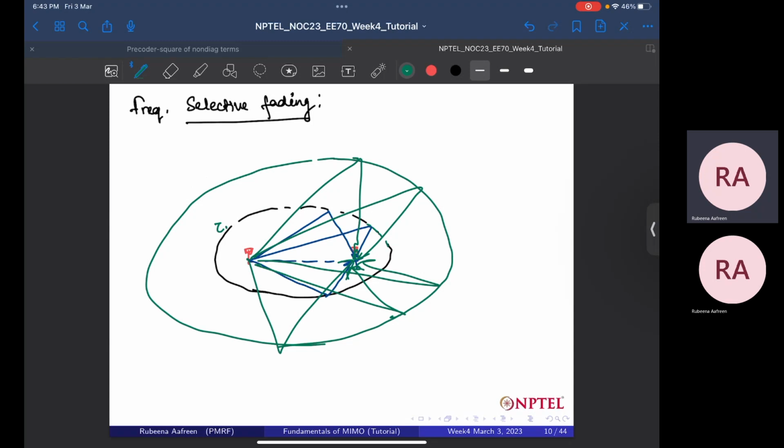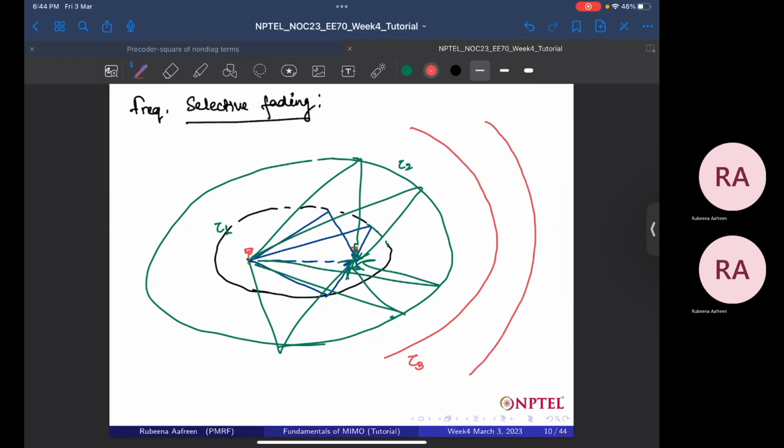So initially this was tau, now this is tau 1, this is tau 2. Likewise, multiple paths will be there. Suppose there is another ellipse with the delay of tau 3. Obviously it will be in both directions, and then the signal will be reflected from this one. Then the other one is tau 4, like that.